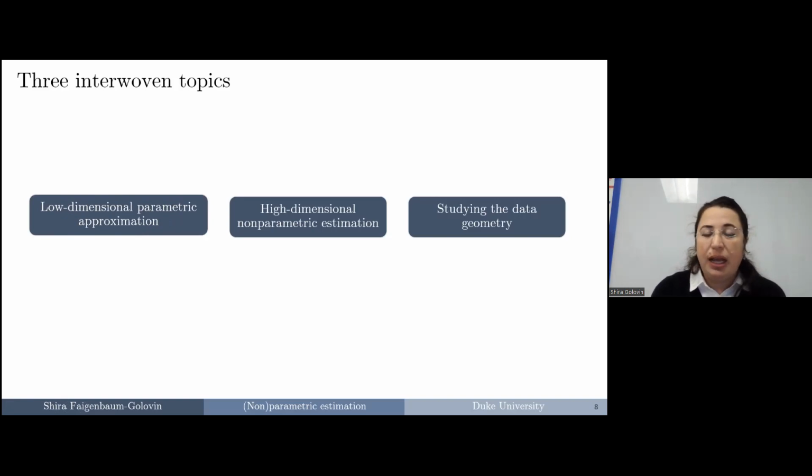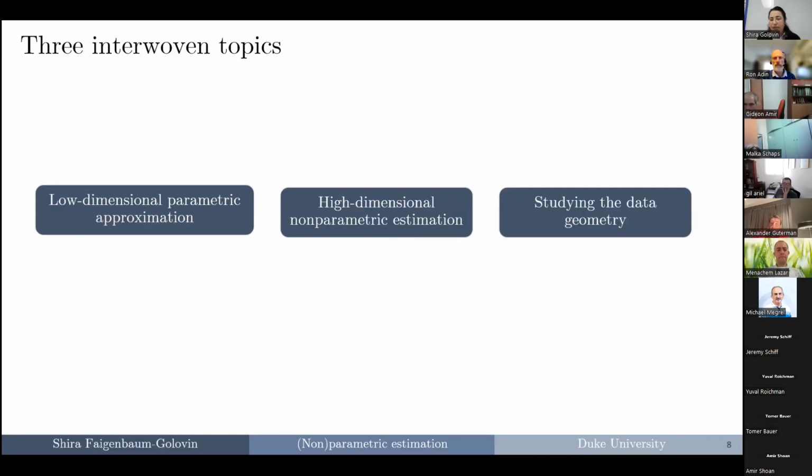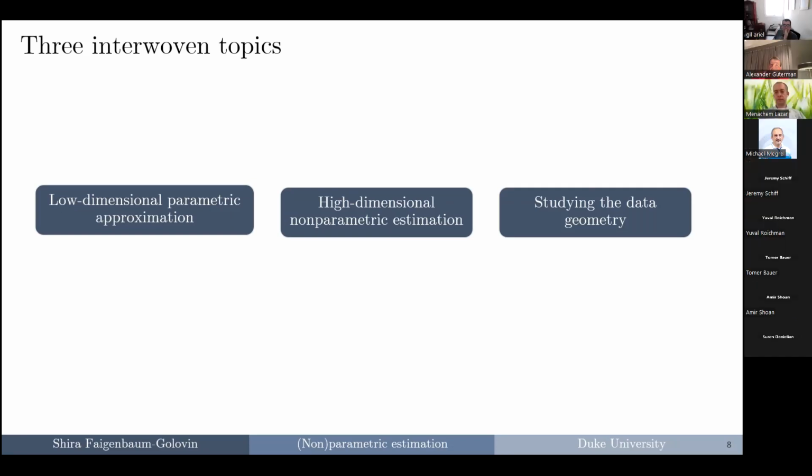In the high-dimensional case, it's much more complicated because we do not know anything about the geometry, especially from real data. We are trying to understand something locally and generalize it for the global case. And the last topic that I deal with is studying the geometry of the data that is driven from different data-driven applications. So I'll briefly discuss each and every topic now, and you are welcome to stop me at any point and ask questions.